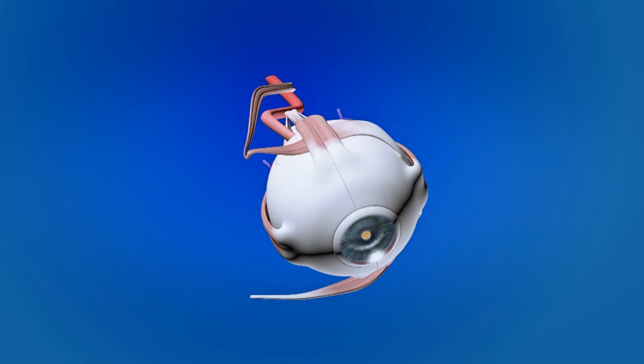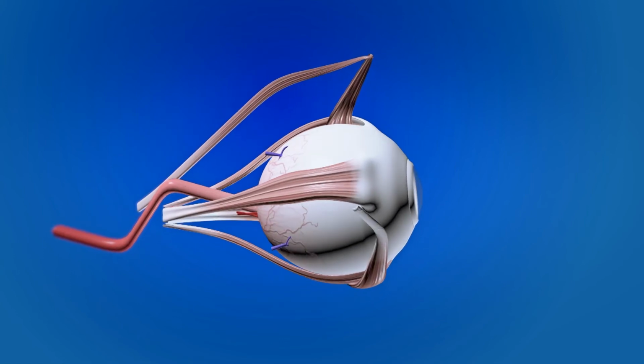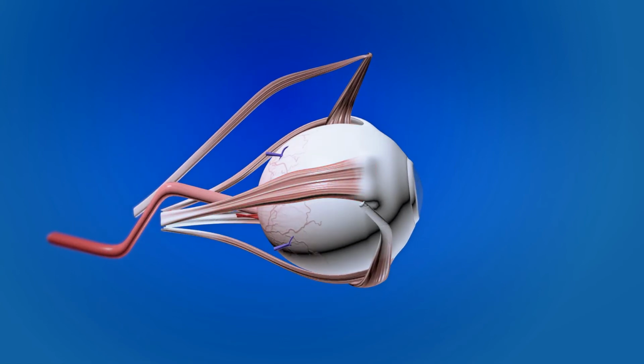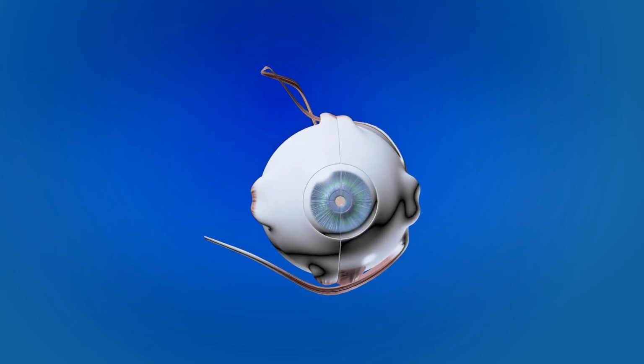These muscles are supplied by 3 cranial nerves: cranial nerve 4, which innervates the superior oblique; cranial nerve 6, which innervates the lateral rectus; and cranial nerve 3, which controls the remainder of the extraocular muscles.